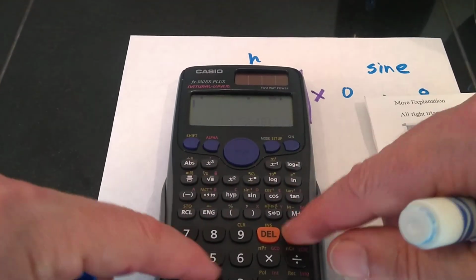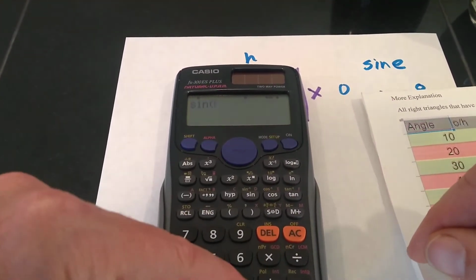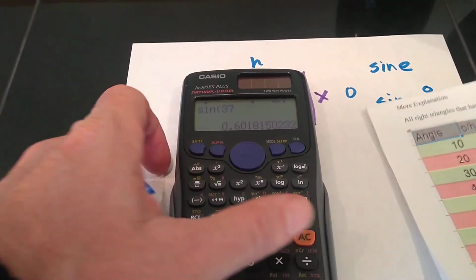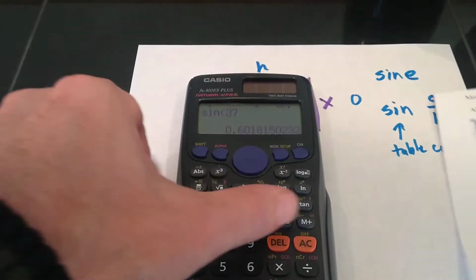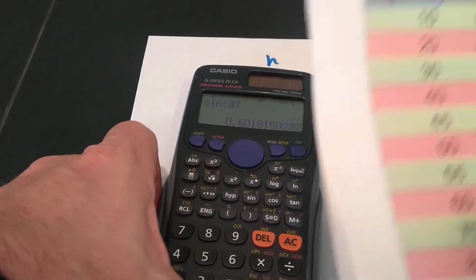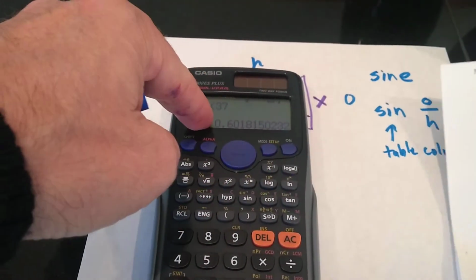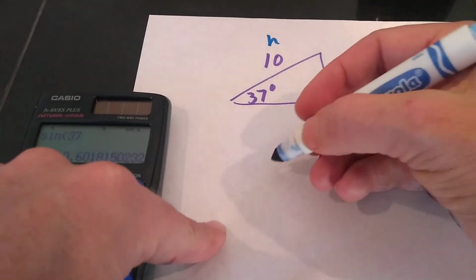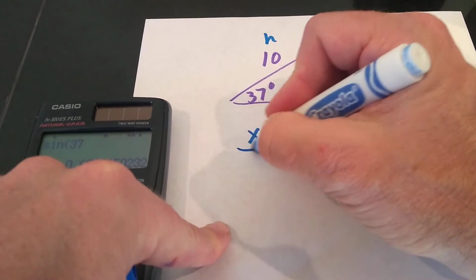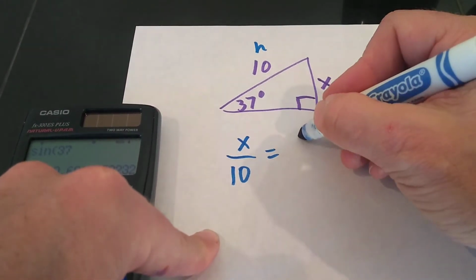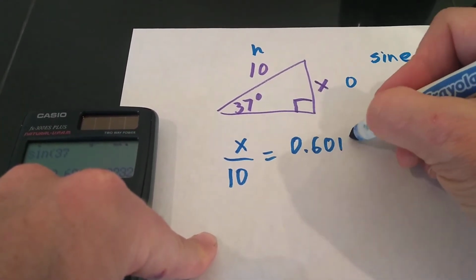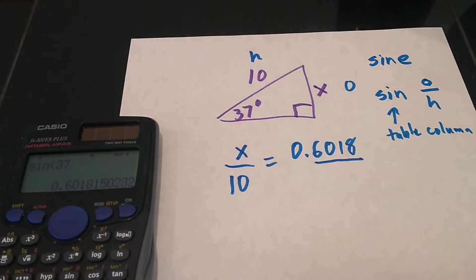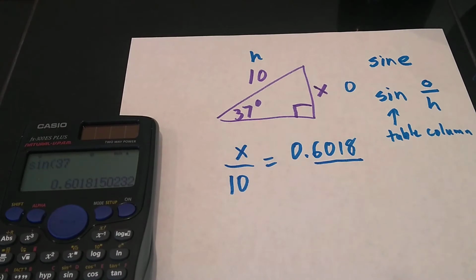So let's do it for 37. Sine of 37 is 0.60, that's in the right place for my table here. So instead of using my table, I'm just going to put it in here. This is basically looking it up in the table, but it's got more rows than my table has. So I know x over 10 is equal to 0.6018. In my calculator, typically we go to 4 decimals when we use it out of our calculator.